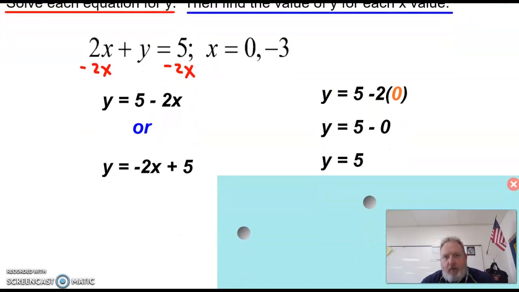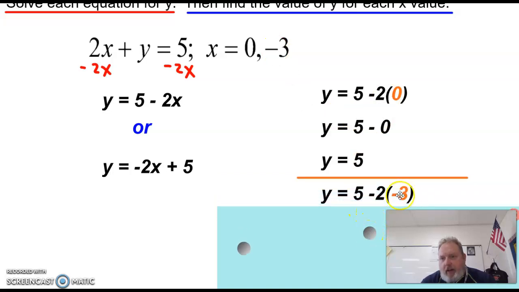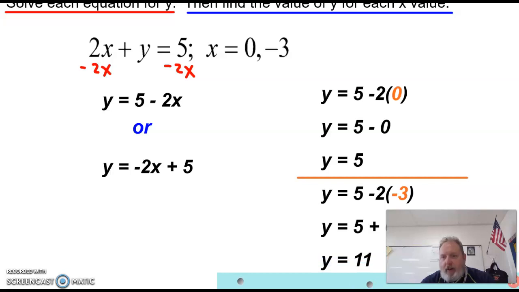Now to finish this out, we're going to plug negative 3 in for x. So again, I plug negative 3 in here. So negative 2 times negative 3 will be plus 6. 5 plus 6 is 11. So again, solve the equation for y, get it to y equals, and then we plug in 0 for x, and then we plug in -3 for x, and find out what our variable equals. And again, if you need extra time, just hit pause at any time, and then you can finish out this slide or whatever slide you're on. But hit pause as you need to write things down, and then you can continue on.